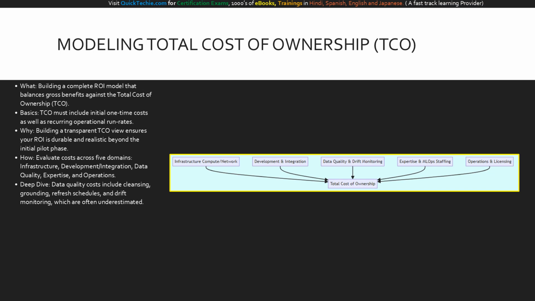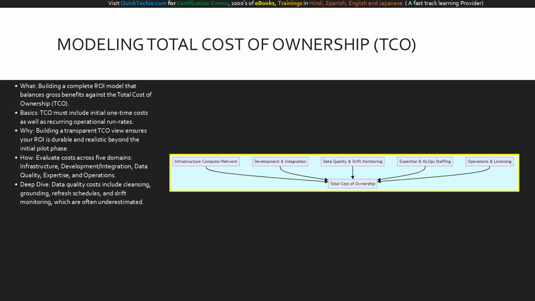Slide 4 introduces the counterbalance to benefits, modeling total cost of ownership, or TCO. What is this? It is the process of building a complete ROI model that balances those gross benefits against the comprehensive total cost of ownership. The basics dictate that TCO must include your initial, one-time deployment costs, as well as your recurring, monthly operational run rates. Why is this so vital? Building a highly transparent TCO view ensures that your ROI is durable and realistic beyond the pilot phase. Without TCO, your ROI is just a vanity metric.